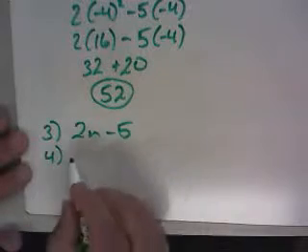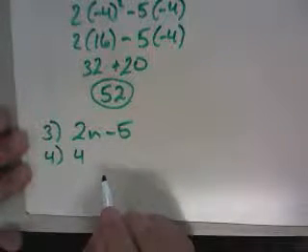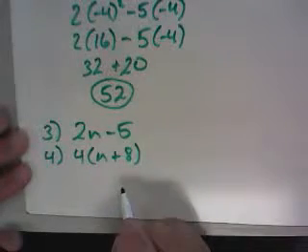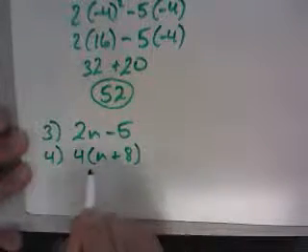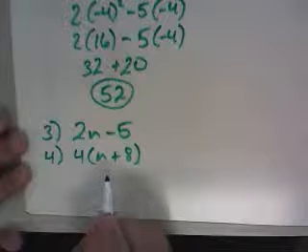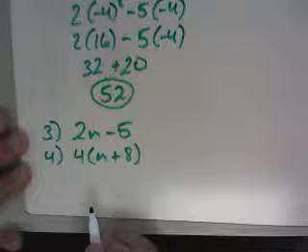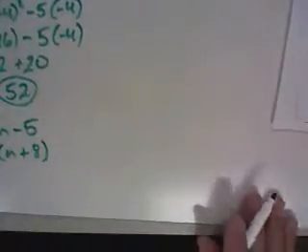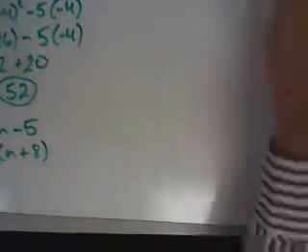Number 4. 4 times the sum of a number and 8. That means we have to take a number and 8 and add them together first, get that sum, and then multiply it times 4. So we need to have those parentheses there for number 4. All right, let's move on and take a look at number 5.